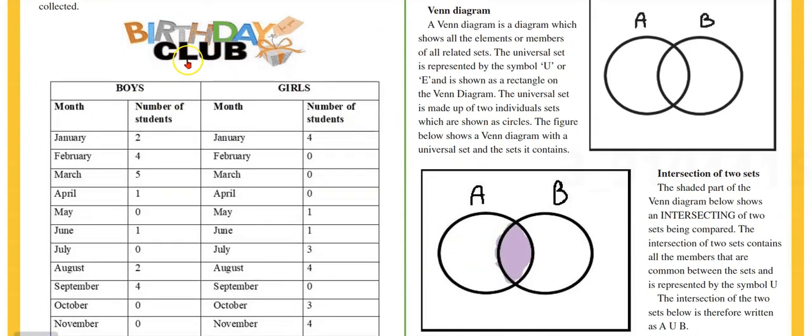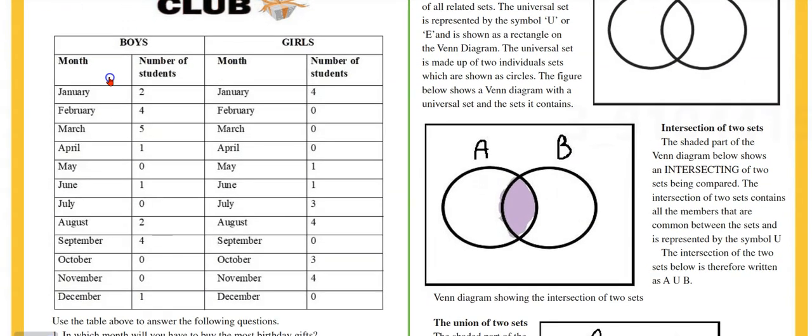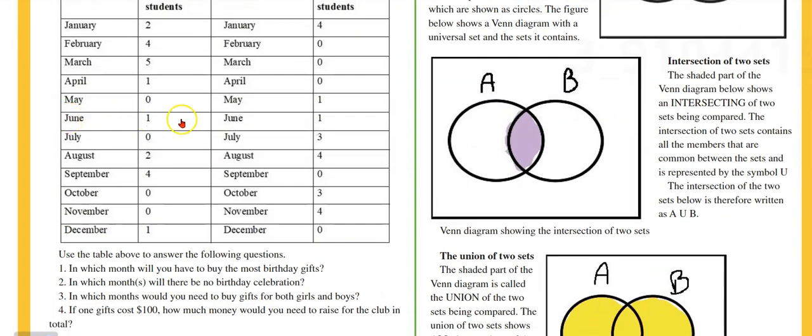So here we have the birthday club table, boys and girls. We split this into months of the year and number of students. January for the boys, 2; February, 4; March, 5; April, 1. No boys born in May. 1 is born in June. None for July. August we have 2 boys. September, 4. October, November, no boys celebrate a birthday. And for December, only 1.